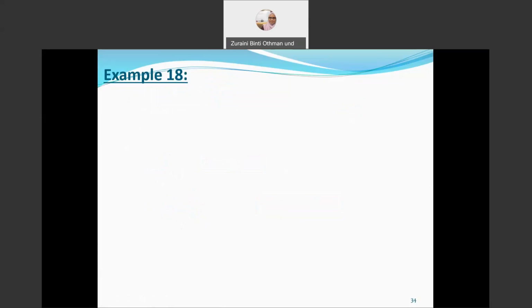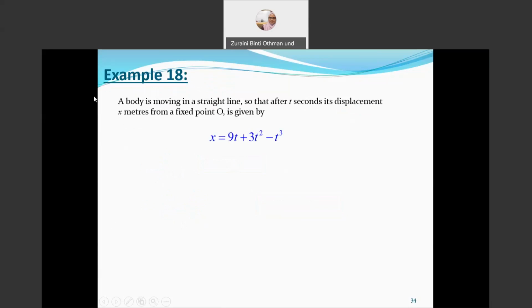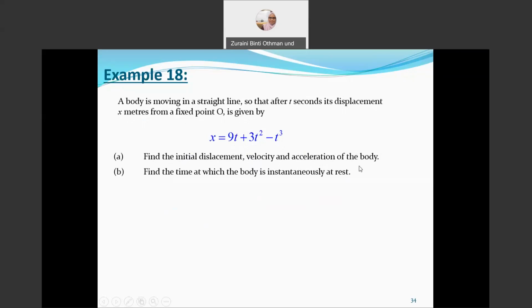Now if we have this kind of question: a body moving in a straight line, so that after t seconds its displacement x meters from a fixed point 0 is given by this formula. It means a movement can be represented with this kind of formula. Then they want to find the initial displacement, velocity and acceleration of the body. B, find the time at which the body is instantaneously at rest. It means where it rests.